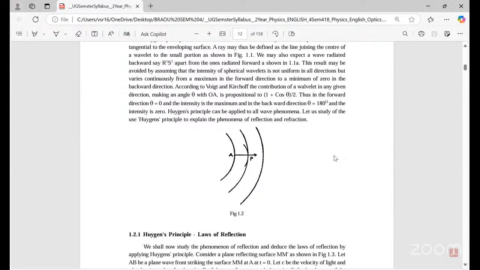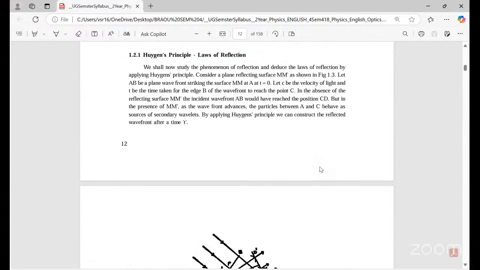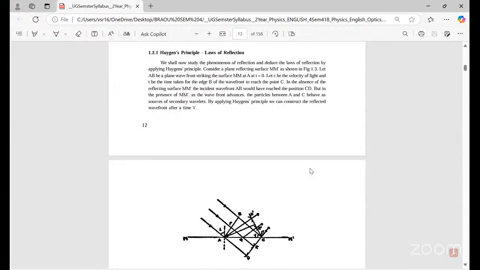Huygens principle can be applied to all waveforms. So let us discuss this phenomenon for reflection as well as refraction. Here, let us consider a plane reflecting surface, this one, M and M dash.